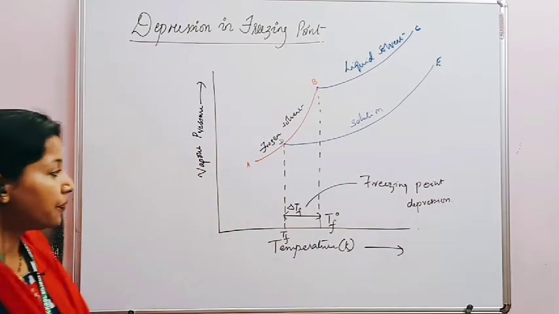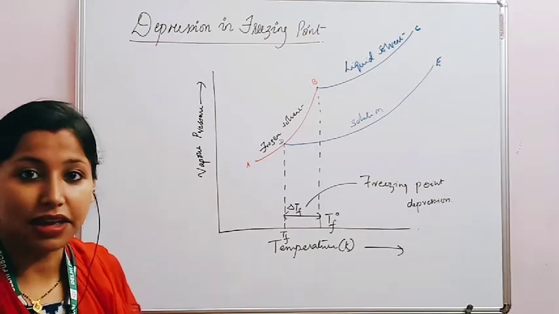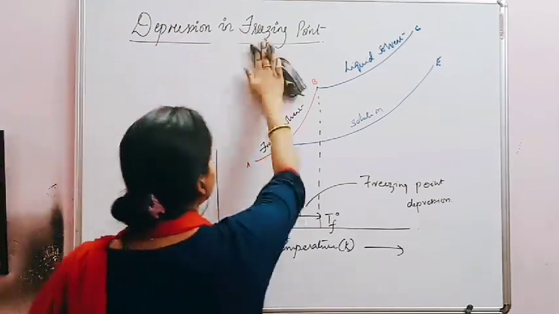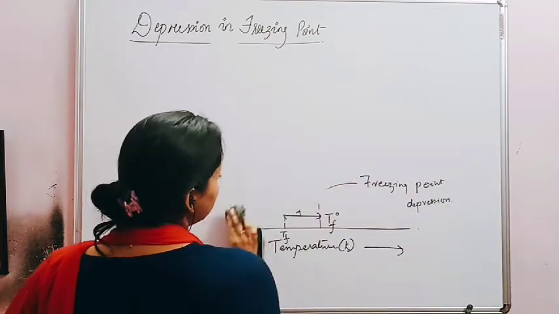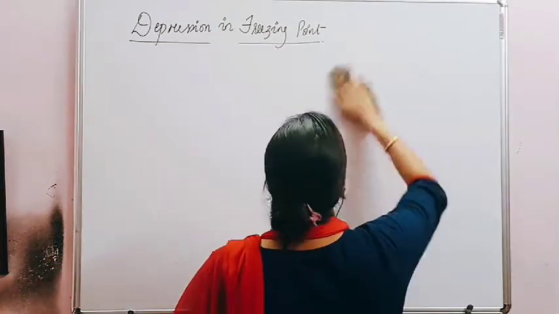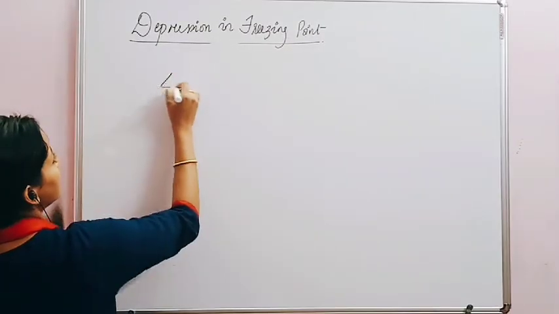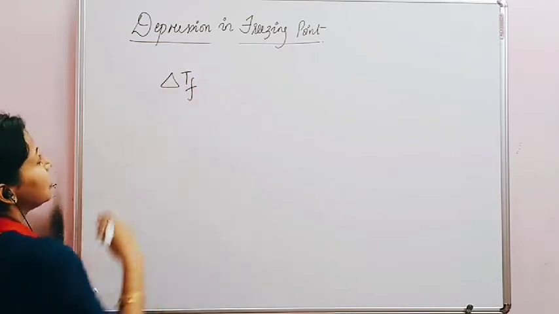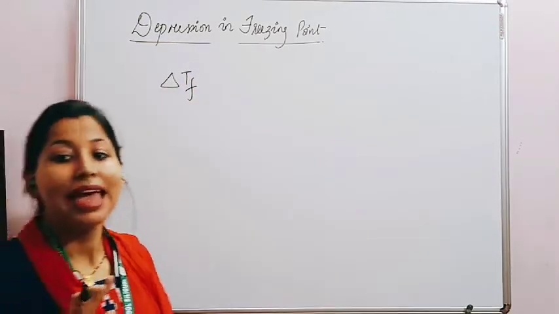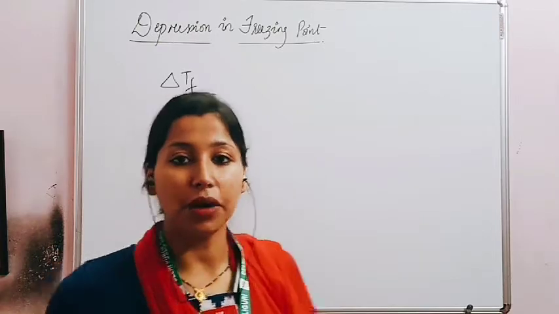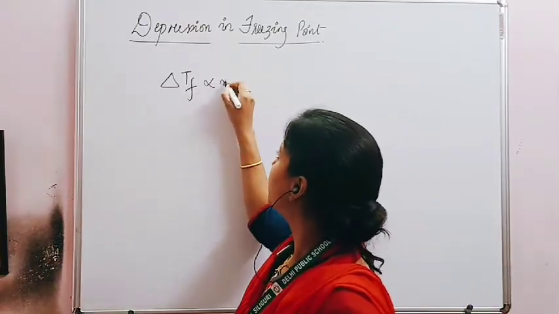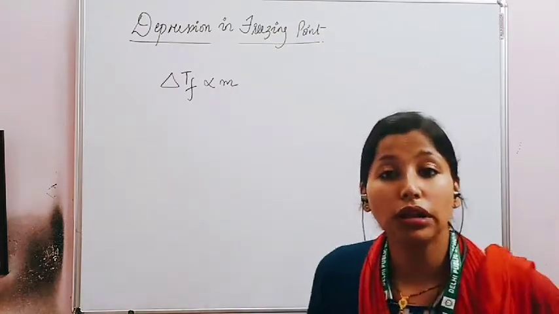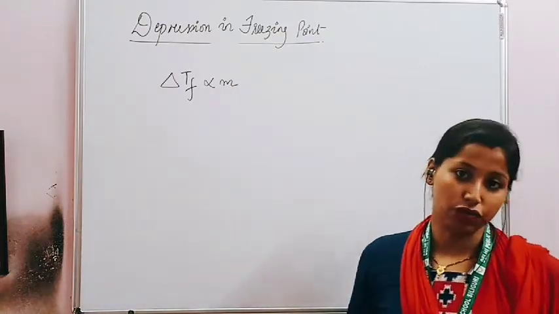Okay, now how is delta Tf, the colligative property, related to solutions containing non-volatile solute? So this figure that I have drawn is also important. Okay, let's continue from there. So we found that delta Tf is the freezing point depression, and it has been experimentally found that, just like elevation in boiling point, delta Tf is also directly proportional to the molar concentration of the solution.